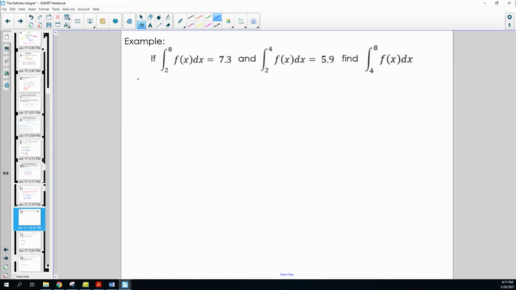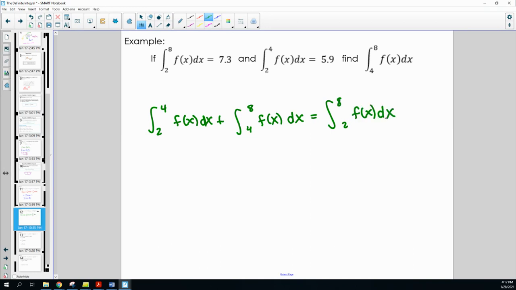Okay, just looking at one more similar to this. Again, you have an interval from 2 to 8, 2 to 4, and you're trying to find 4 to 8. You can set it up however. I'm going to always go from left to right. So I have the integral from 2 to 4 of f of x dx plus the integral from 4 to 8 of f of x dx. And that's going to equal the integral from 2 to 8 of f of x dx.